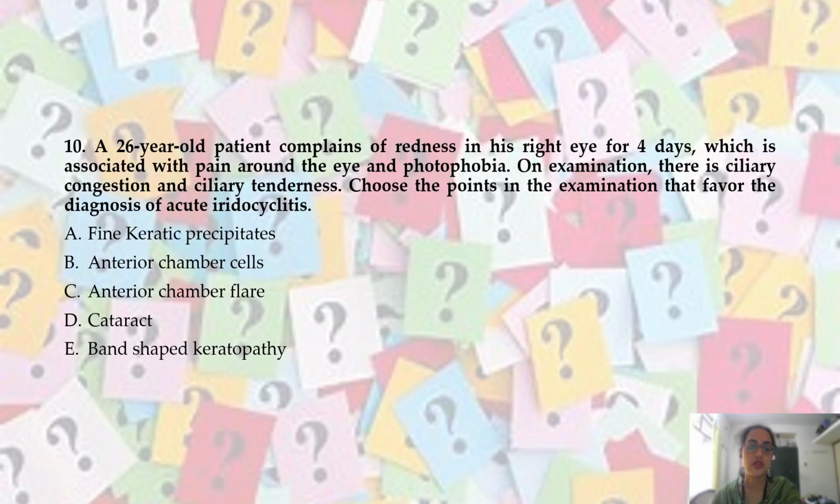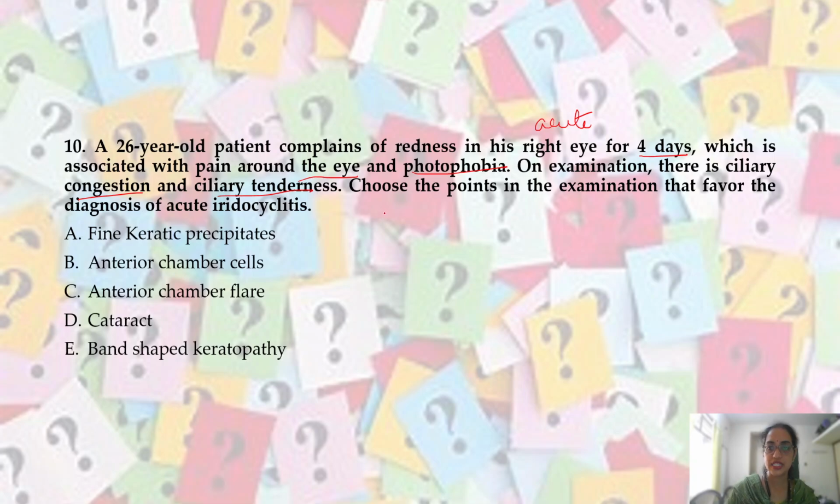Let's take a question now. A 26-year-old patient complains of redness in his right eye for 4 days, which is associated with pain around the eye and photophobia. Very characteristic features of anterior uveitis. In acute anterior uveitis, the duration is less than 3 months. This is just 4 days of duration, so this is certainly acute, and there is photophobia and brow ache. On examination, there is ciliary congestion and ciliary tenderness. Both are characteristic of anterior uveitis.